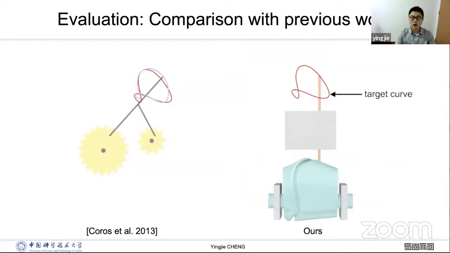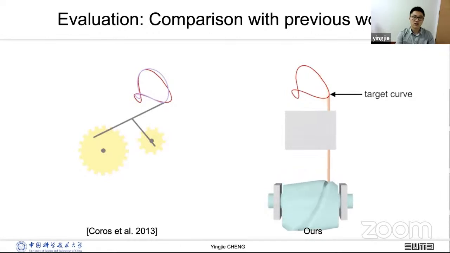We compare our CamMech with the previous work. The left one is the result generated by linkages and gears to approximate the target curve. The target curve and the output curve have a large distance, while our CamMech can exactly follow the target curve. The cost is that our CamMech is bulky and can only be fabricated by 3D printing because of the complex geometry.